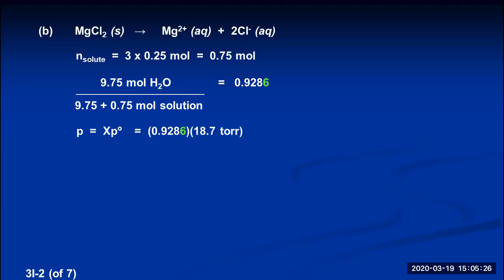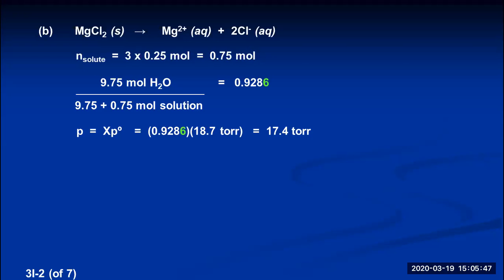Using Raoult's law, we multiply the mole fraction by the vapor pressure of pure water, and we would expect the vapor pressure of this solution to be 17.4. It's lowered quite a bit more than the previous solution because electrolytes produce more solute particles, which cause a greater decrease in the solution's vapor pressure.